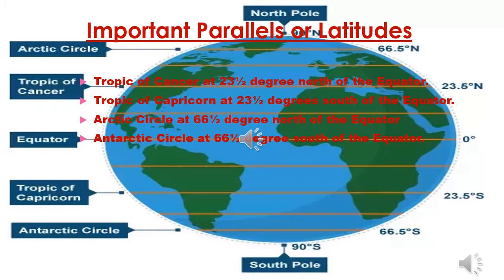Tropic of Cancer at 23.5 degrees north of the equator. Tropic of Capricorn at 23.5 degrees south of the equator. Arctic Circle at 66.5 degrees north of the equator. Antarctic Circle at 66.5 degrees south of the equator. Children, the Arctic and Antarctic circles are also called polar circles. It is called so because polar circle is a geographical term for conditional circular lines or arc.